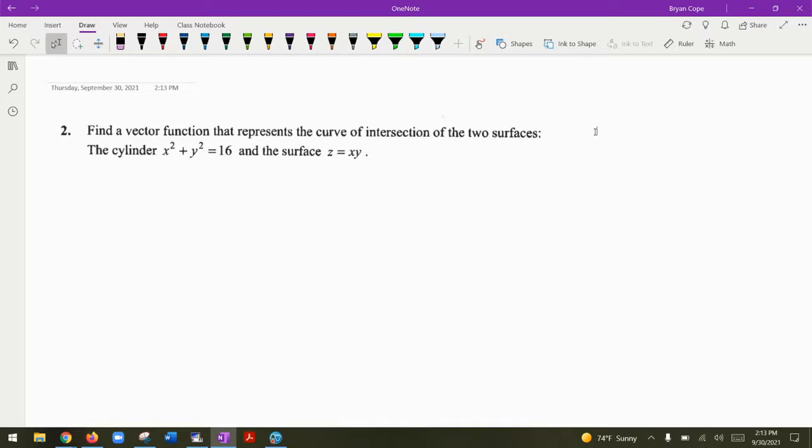So the question is, find a vector function that represents the curve of intersection of the two surfaces. Cylinder, that thing's parallel to the z-axis, right? Just imagine it. It's got a radius of 4 and it's up and down, right? And then the surface z equals x times y. I can't visualize that one as well without a graphing utility, but so two surfaces, and I think we can do it. So Josh Sorkin, what do you think for parametrization? What could we let x be and what could we let y be?